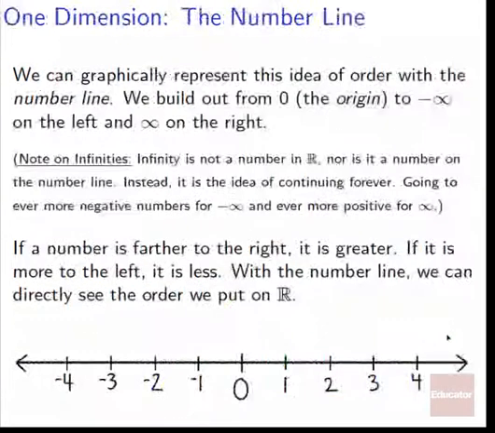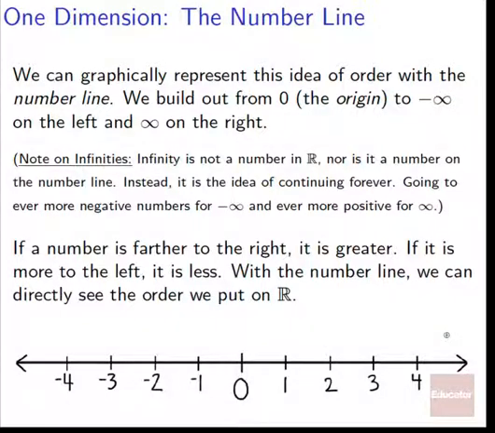All right, moving on. Now we can express this idea of order that we've been considering on the number line. The number line is a graphical representation of the order that the reals have inside of them. We build this out from the origin, the 0, to the left with negative infinity and to the right with positive infinity. And remember, I talked about this previously, but infinity is not actually a number in the reals, and it's not a number on the number line. It's just the idea of continuing on forever. It's that arrow that says just keep going in this direction. We never stop going to the right as we go to positive infinity. We never stop going to the left as we go to negative infinity. So we never actually hit those values because they aren't actually values. It's just the idea of keep going on forever.